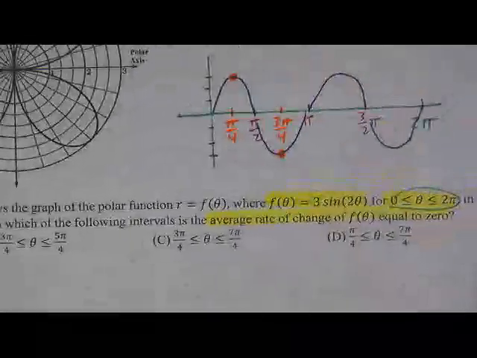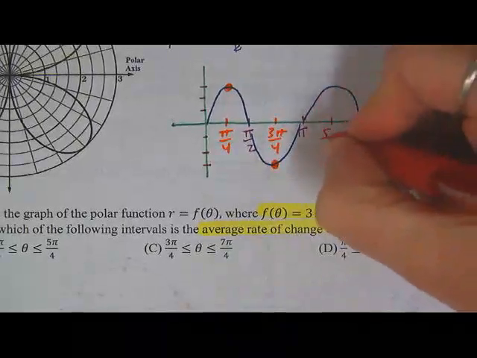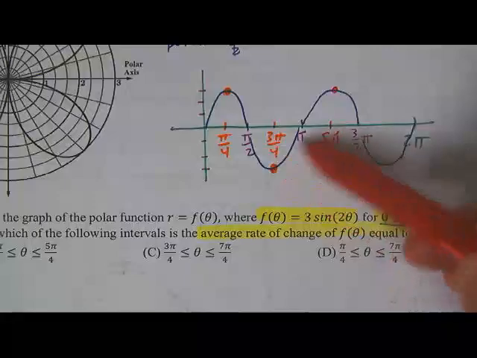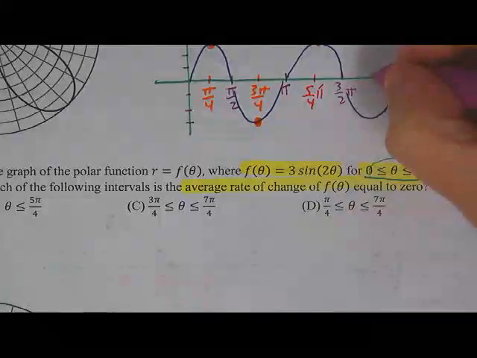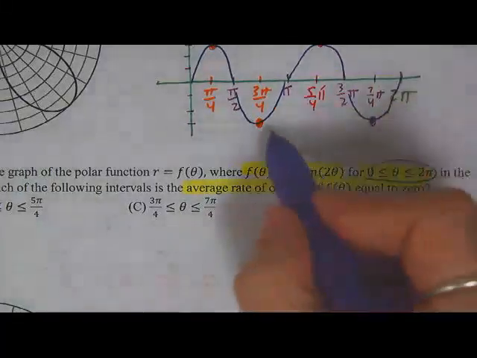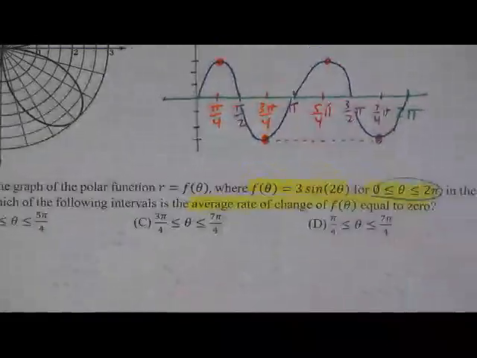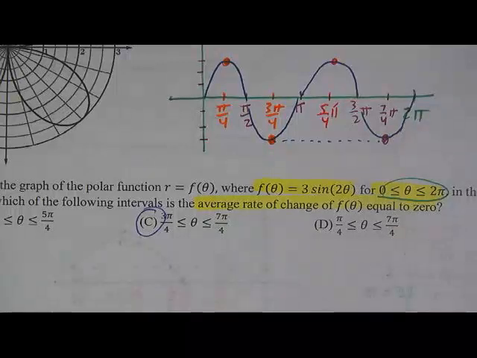B. At 3/4 pi, the graph is down here, and at 5/4 pi, the graph is up here. If I connect those dots, I'm not going to have a horizontal line. I'm going to have a positive rate of change. So that's not it. From 3/4 pi to 7/4 pi, here's 7/4 pi way down here. If I connect those dots, do I have a rate of change of 0? Yes. And there's no reason to sit through answer choice D, okay?